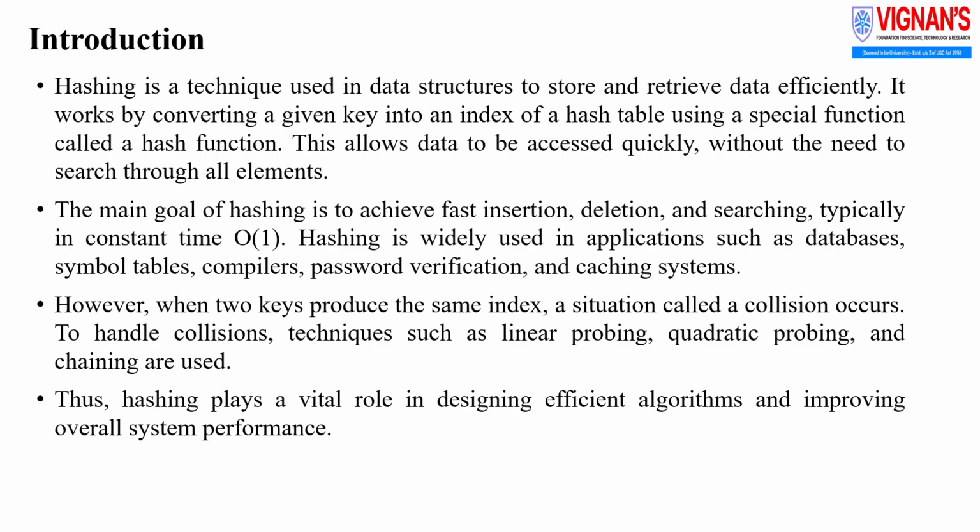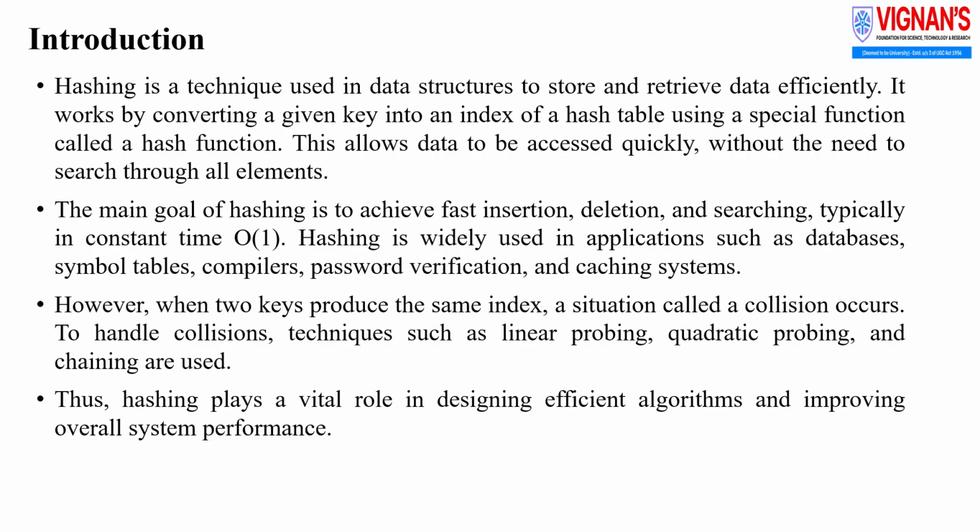It works by converting a given key into an index of a hash table using a special function called a hash function. This approach allows data to be accessed quickly without the need to search through all elements. The main goal of hashing is to achieve fast insertion, deletion, and searching, usually in constant time, big O of 1. Hashing is widely used in applications such as databases, symbol tables, compilers, password verification, and caching systems.